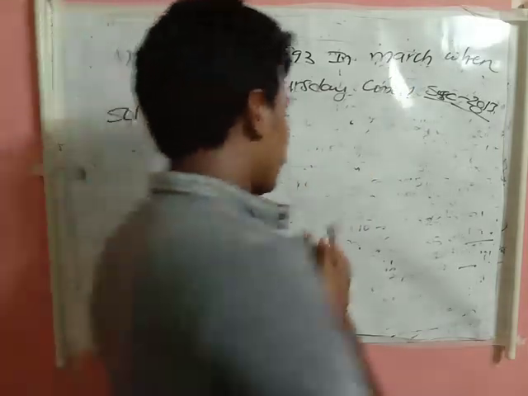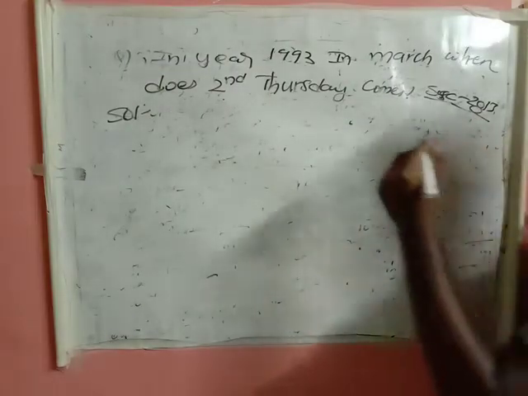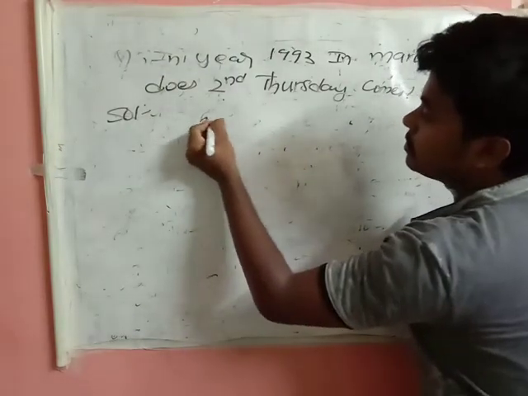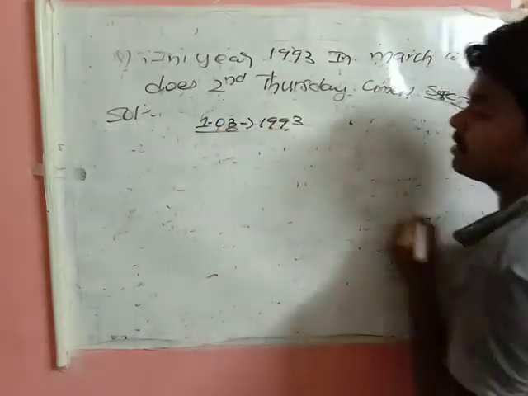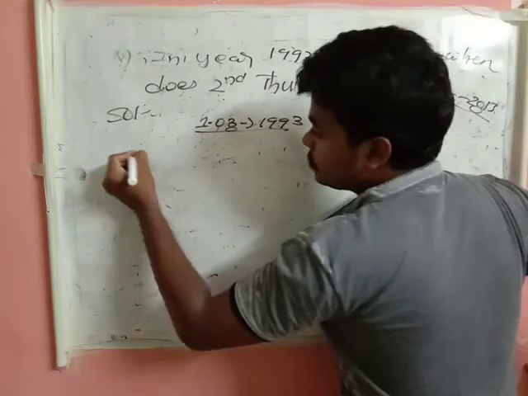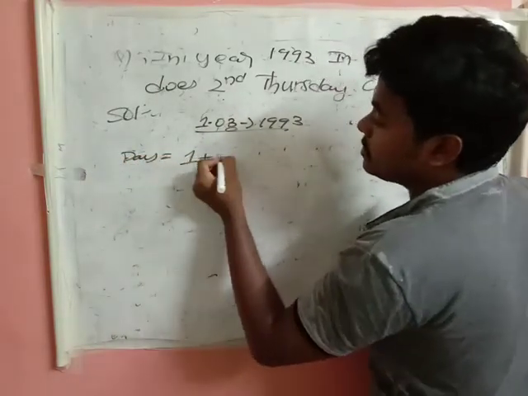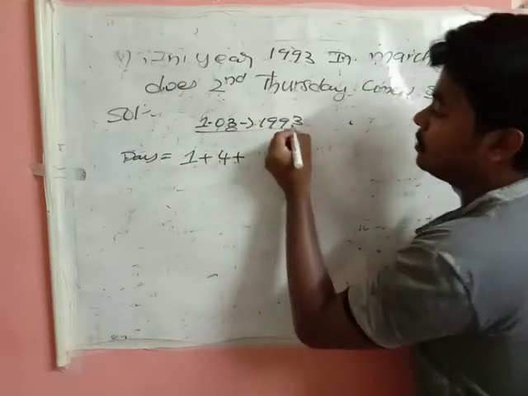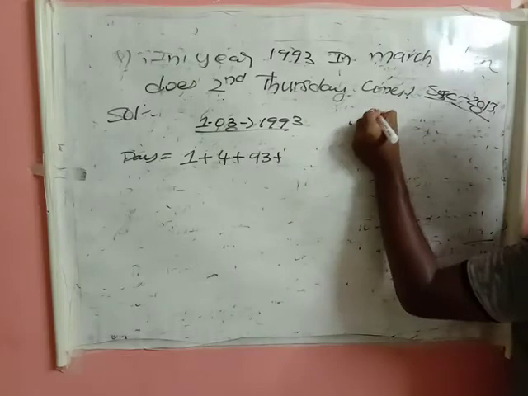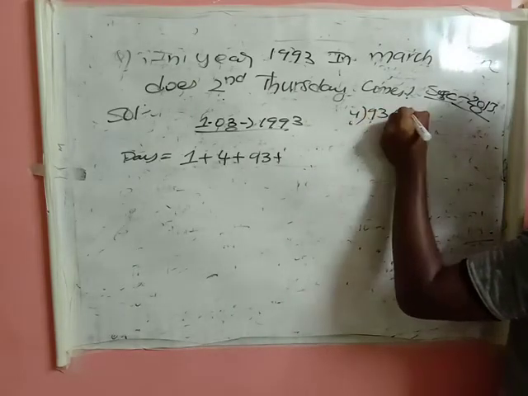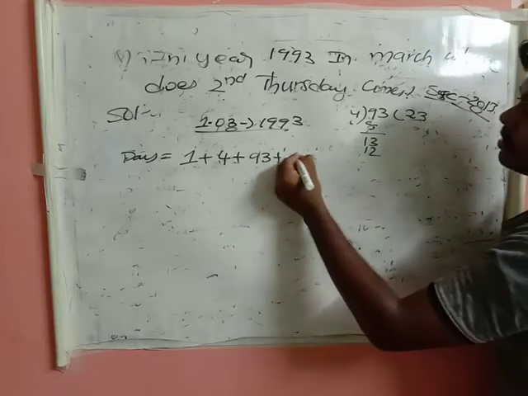He is asking. Now, did he give any clue here? The reference date is 1st March 1993 itself. So day is equal to date. The date is 1. Month code for March is 4. The number of years is 93. Number of leap years: how to find it? I will be dividing 93 by 4. 4 twos are 8, 4 threes are 12. So 23 is my number of leap years.